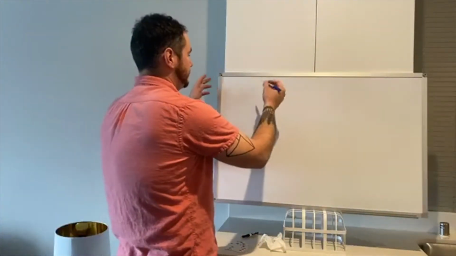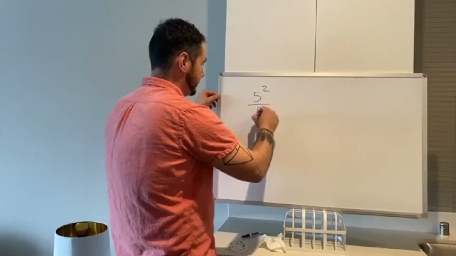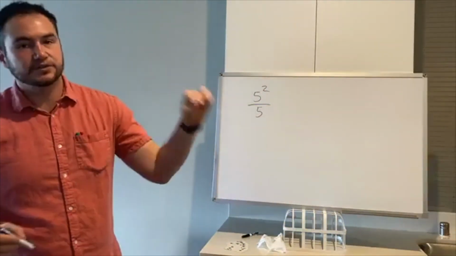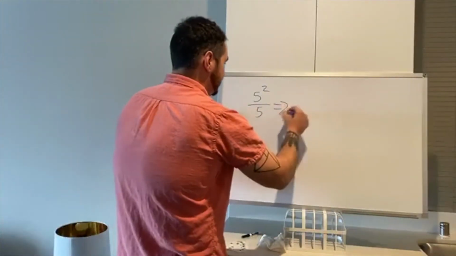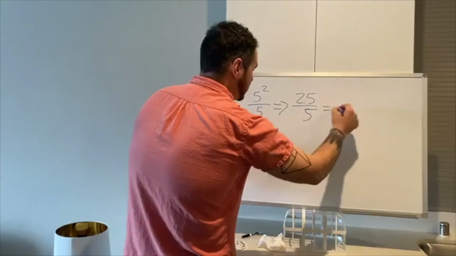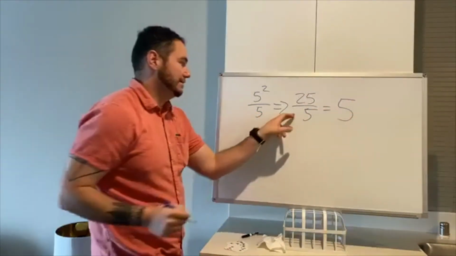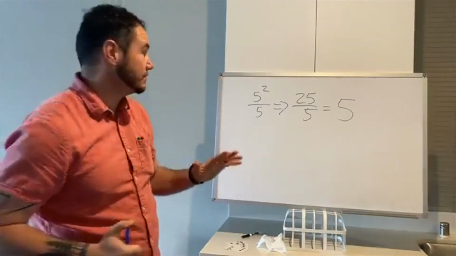Let's say we'll do 5 squared divided by 5. Alright, so 5 squared we already know is 25. Well, we can work this one all the way out. We can say 25 divided by 5 equals 5, right? How many times does 5 fit into 25? It goes in 5, 10, 15, 20, 25. So the answer is 5.